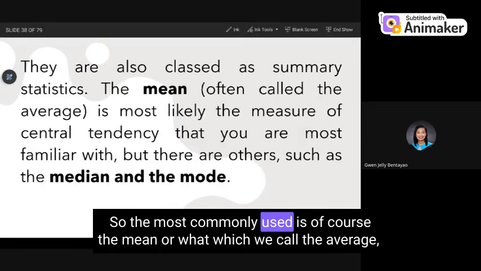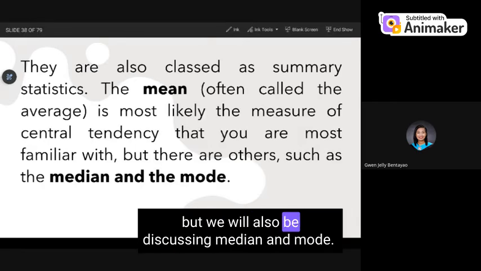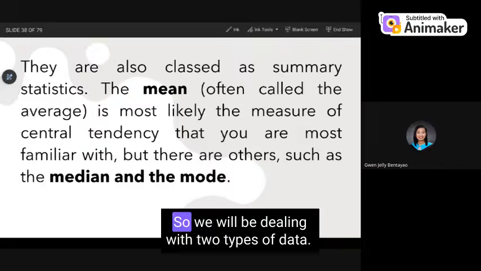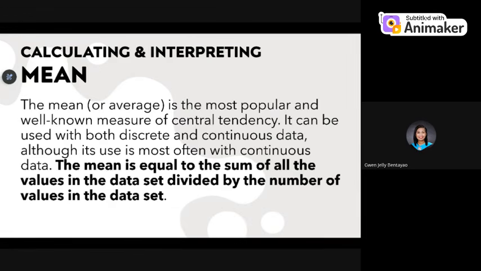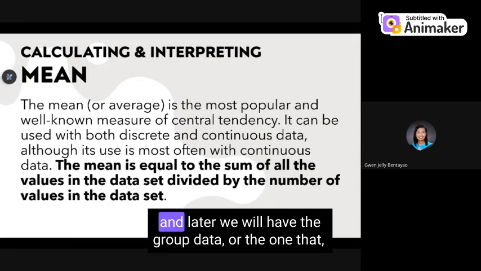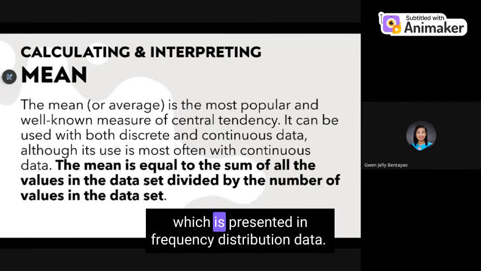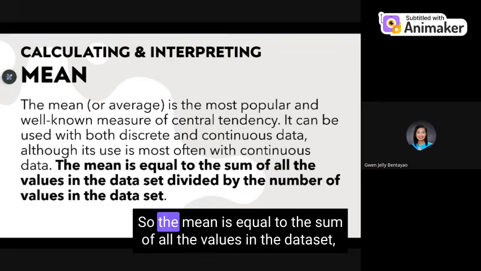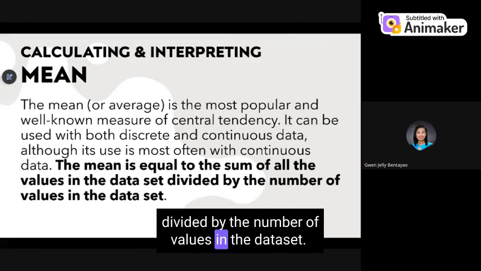The most commonly used is of course the mean, which we call the average, but we will also be discussing median and mode. We will be dealing with two types of data here: first the ungrouped data or the raw data, and later the grouped data, the one presented in a frequency distribution table. The mean is equal to the sum of all the values in the data set divided by the number of values in the data set.